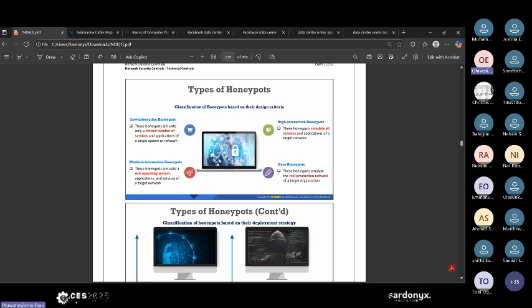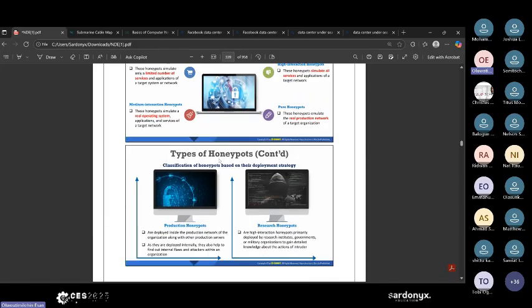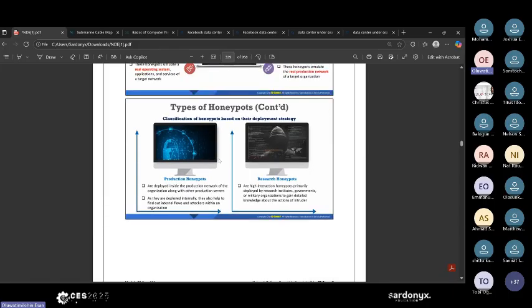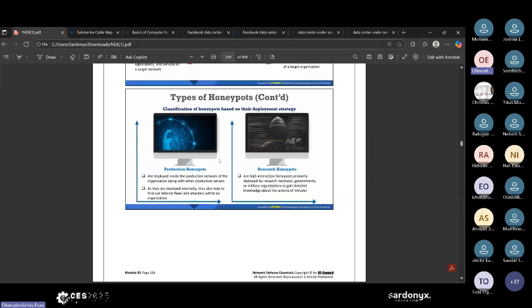They have the medium interaction honeypot. This simulates a real operating system. It looks real. A real operating system. We have the high interaction honeypot. This simulates all the services. And we have the pure honeypot that emulates the real production network. So it looks exactly like a production network. And we have the production honeypot and the research honeypot.